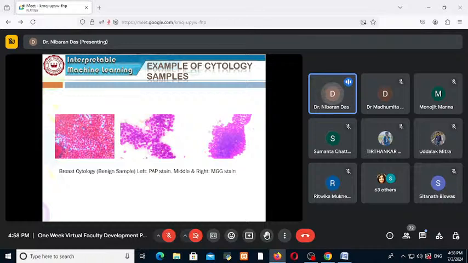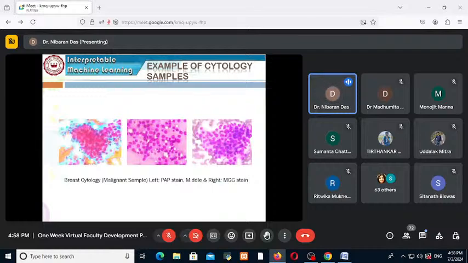If you notice, there is a base cytology, some benign samples. In benign samples, the cell sizes are more or less uniform, but there are different types of staining. Path staining, middle staining, and right MGG staining are there. These are some malignant samples. If you notice here, in malignant samples, the size varies. This is bigger, this is small. Variations are very high, right?